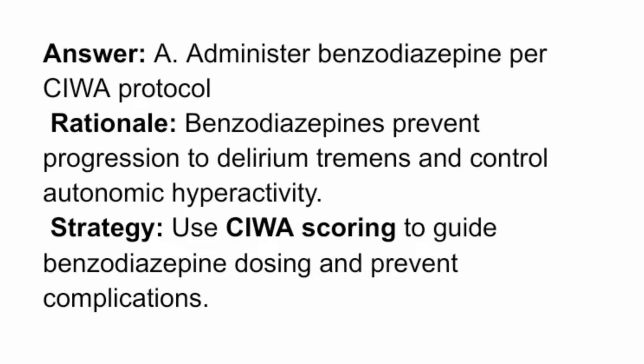Rationale: benzodiazepines prevent progression to delirium tremens and control autonomic hyperactivity. Strategy: use CIWA scoring to guide benzodiazepine dosing and prevent complications.